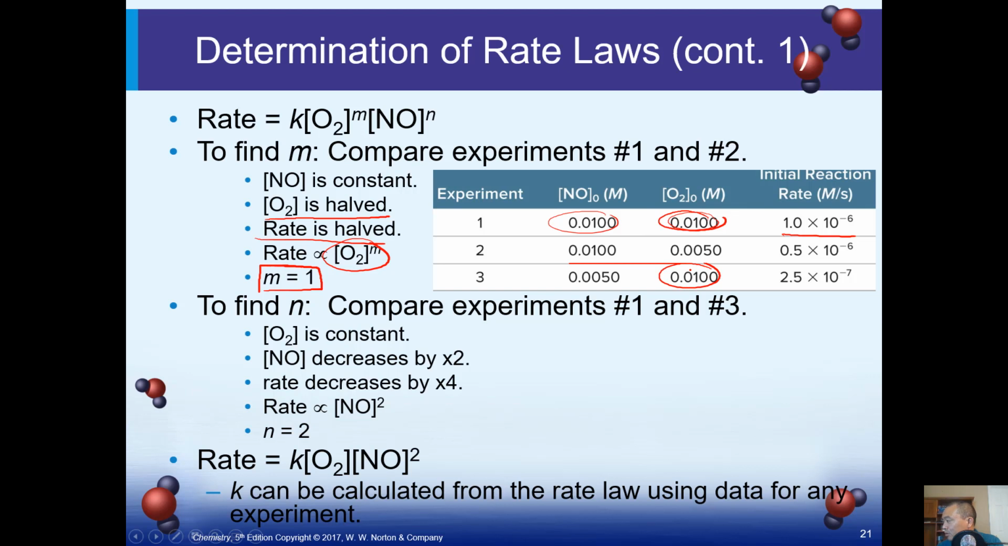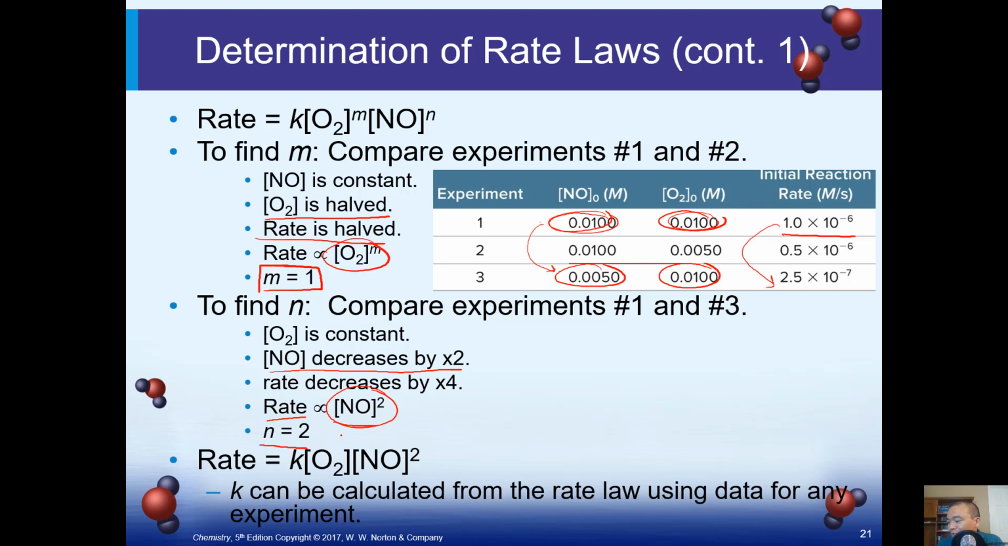Similarly, to find N, we need to compare experiments 1 and 3, because experiment 1 has the oxygen concentration constant. The only change is the NO concentration. As we can see, when NO decreases by 2 times, from 1 to 3, the reaction rate decreases by 4 times. So for this reason, the rate change is directly proportional to the concentration change squared. For this reason, N, or the reaction order with respect to NO, is 2.